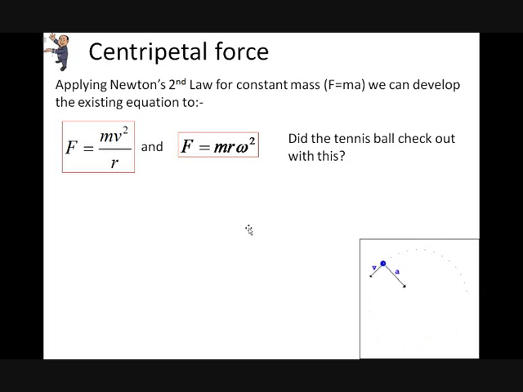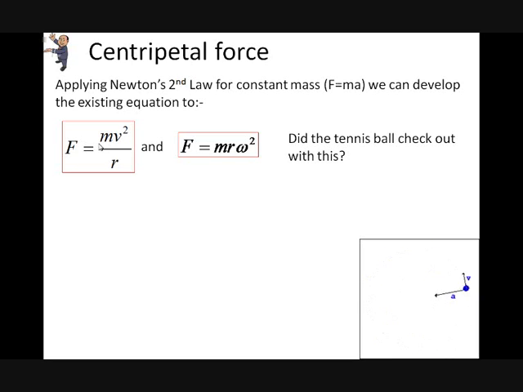Okay, centripetal force. Easy to get an equation for centripetal force using force equals mass times acceleration, Newton's second law. We can develop these equations by just shoving an m in there. F equals mv squared over r, and F equals mr omega squared, using the two equations that we've just gone through, really.